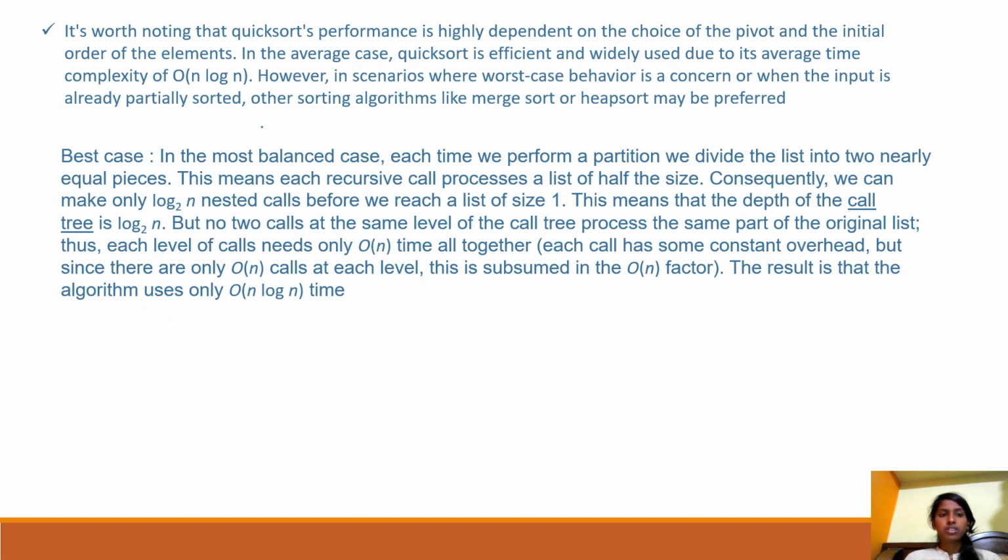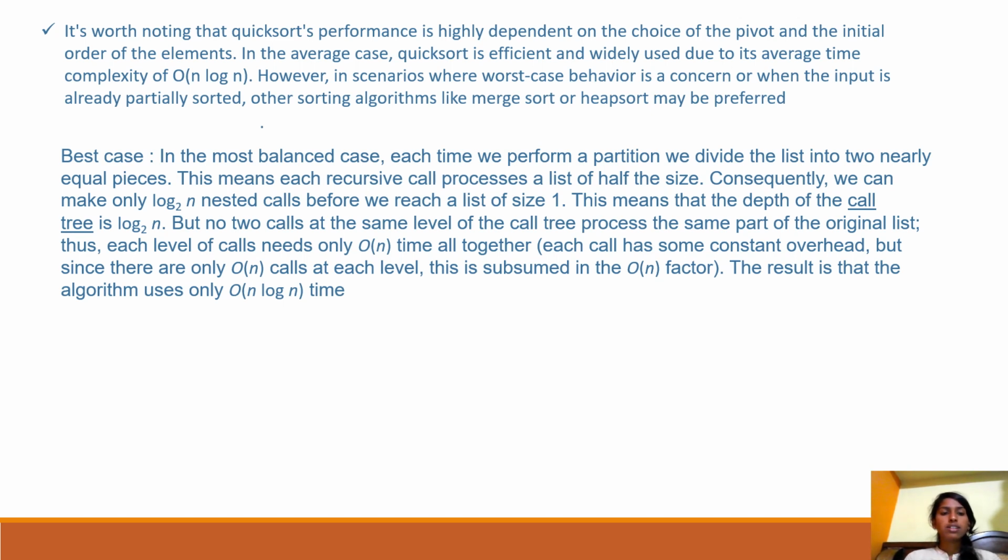It is worth noting that quicksort's performance is highly dependent on the choice of the pivot and the initial order of the elements. In the average case, quicksort is efficient and widely used due to its average time complexity of O(n log n). However, in scenarios where worst case behavior is a concern or when the input is already partially sorted, other sorting algorithms like merge sort and heapsort may be preferred.